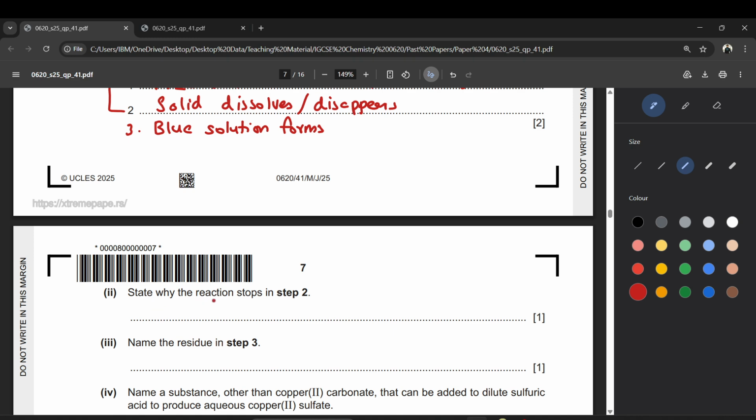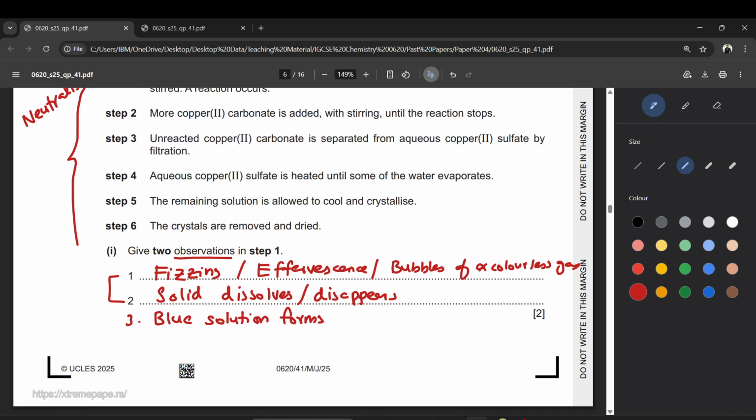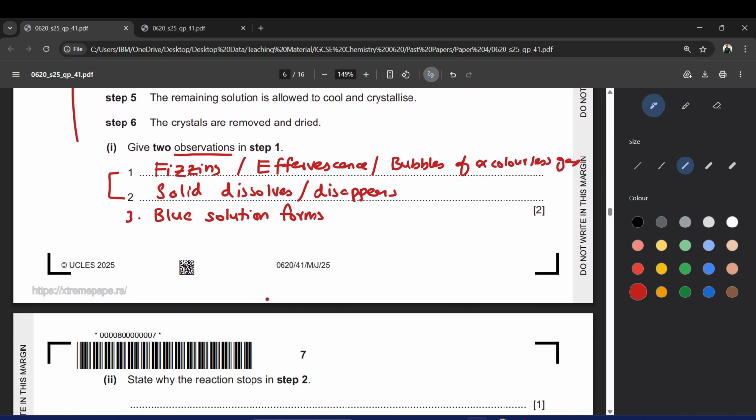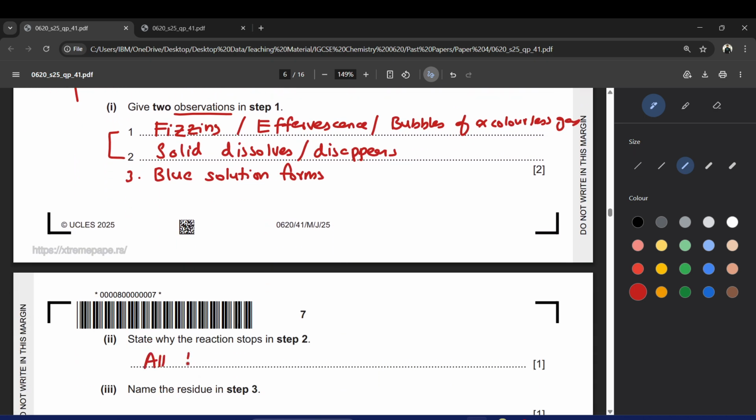Then it says state why the reaction stops in step 2. Now it says more copper carbonate is added with stirring. Now we are continuously adding more copper carbonate, but a point comes where the acid is finished, right? The acid particles have all reacted, so now there's no more acid particle left to react. Simple as that. So that is why the reaction stops. So we can say that all the dilute sulfuric acid has reacted, or you can say used up.